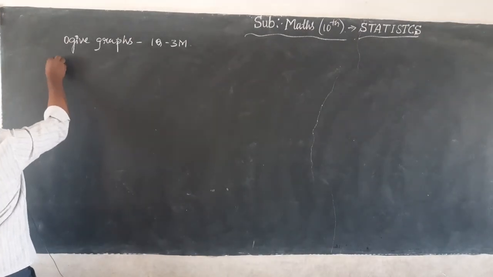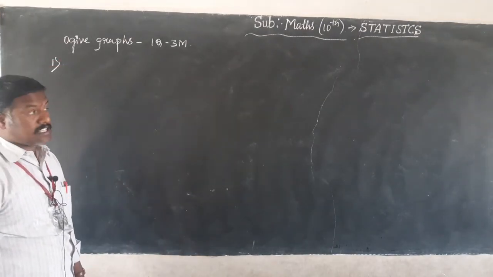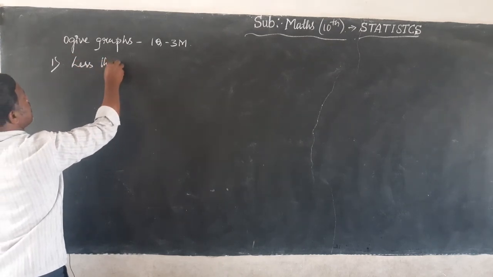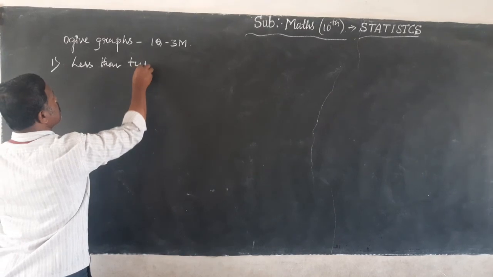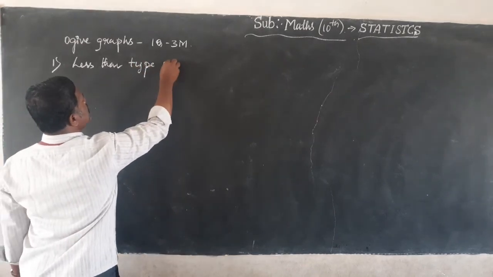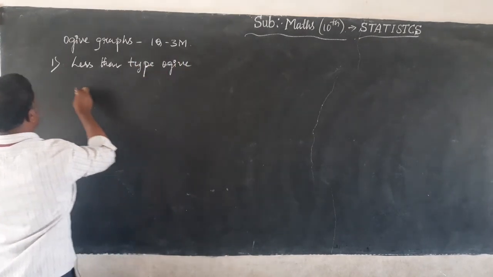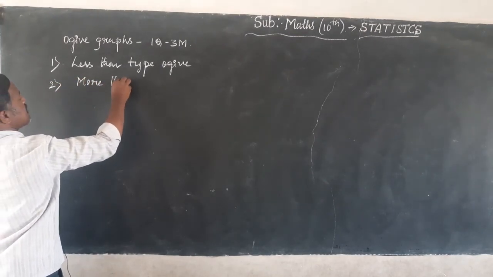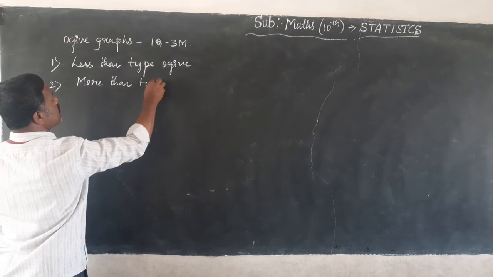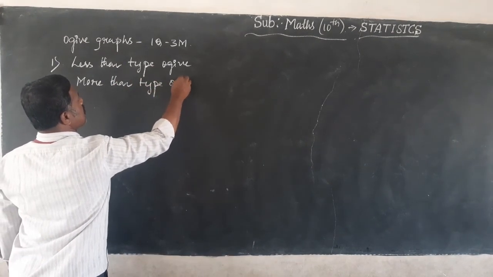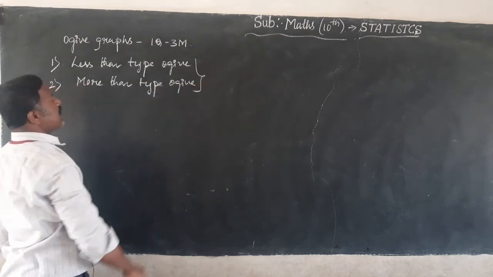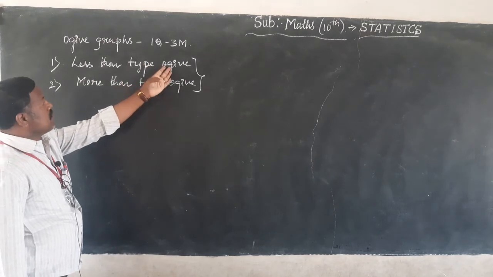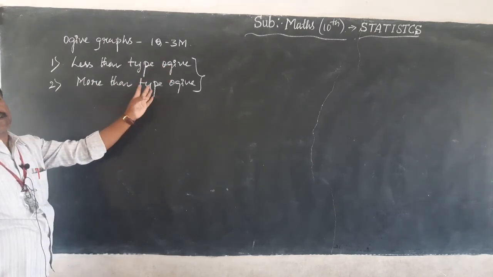Here children, we have two types of Ogive graphs. The first one is less than type Ogive, and the second one is more than type Ogive. Understand children? So here we have two types of graphs.